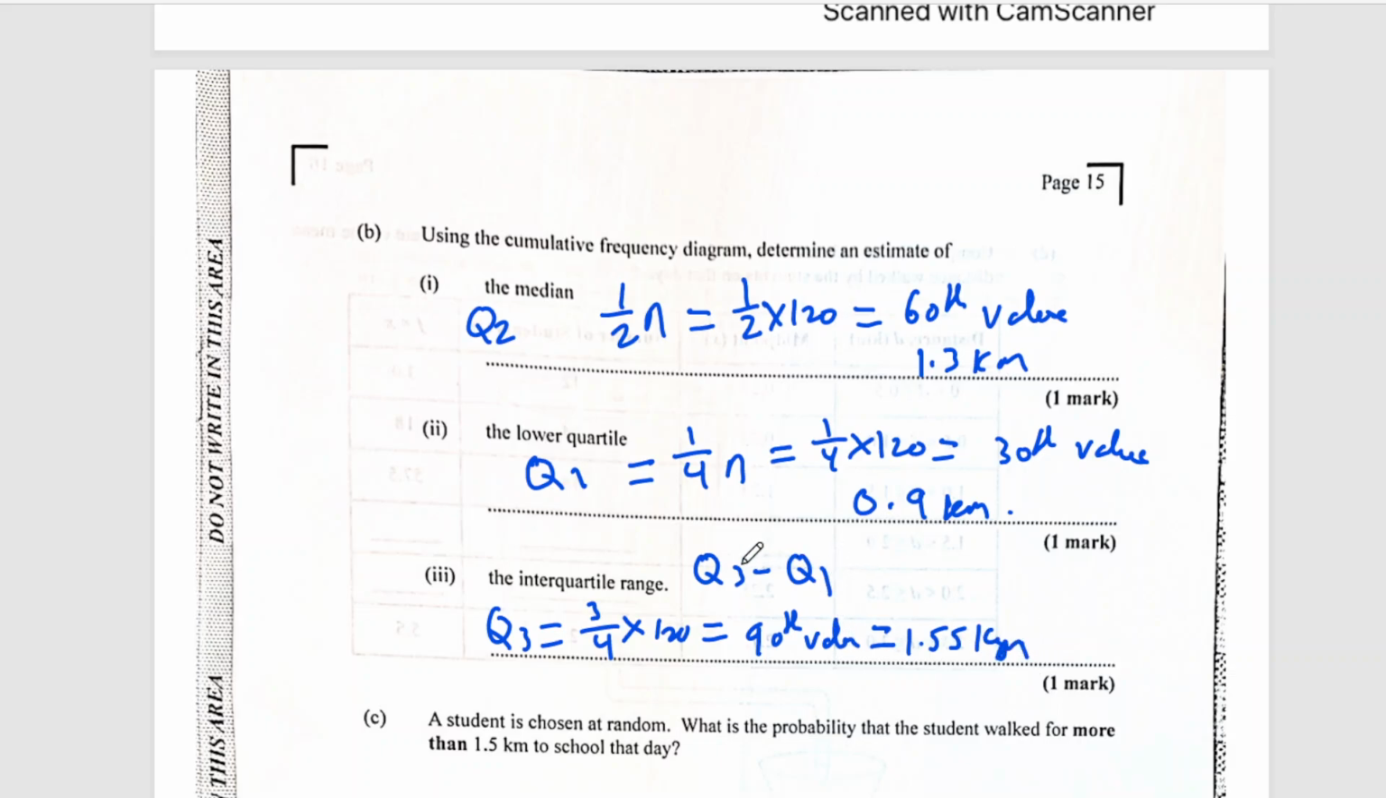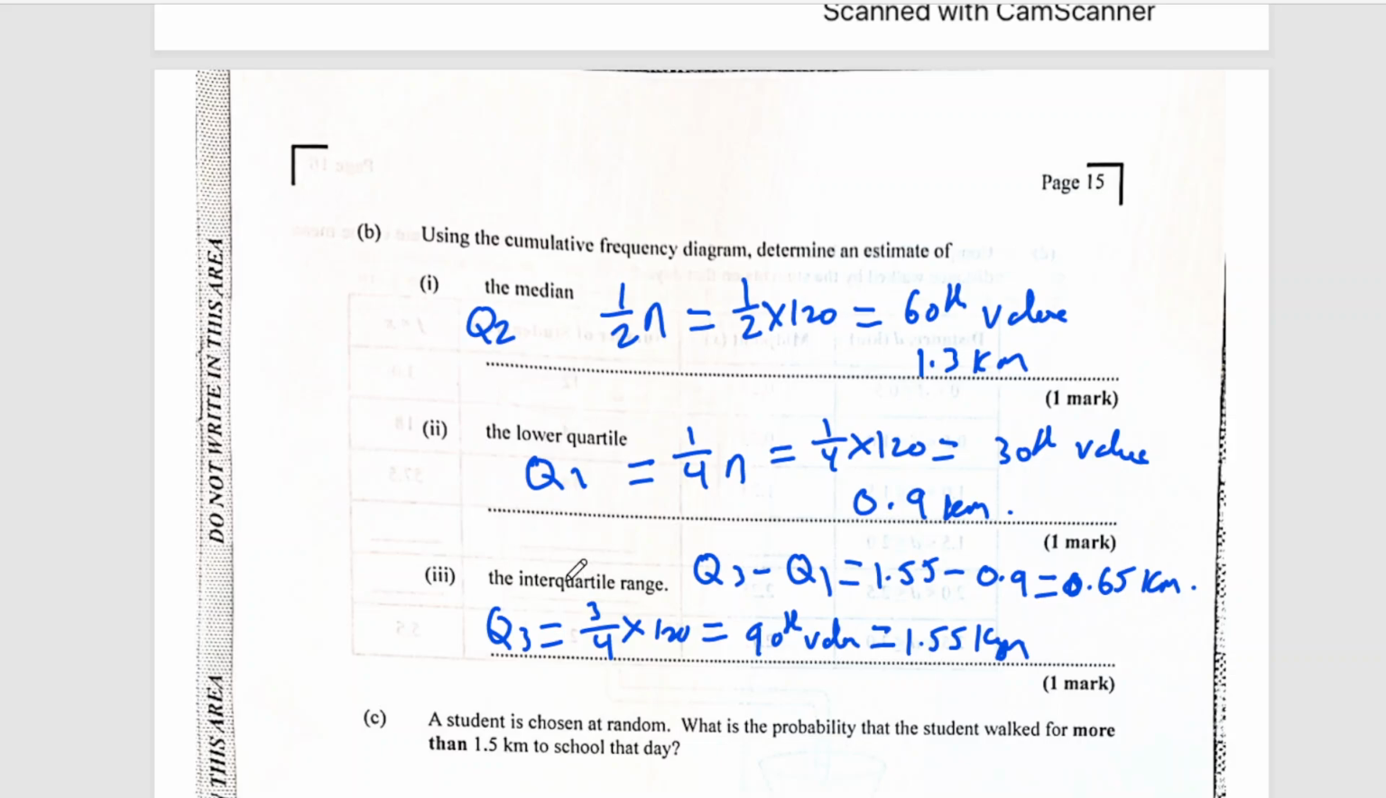And the interquartile range is what they're asking for. It's Q3, 1.55, subtract our Q1, which is 0.9, and that will be 0.65 kilometers. Right, so the interquartile range is 0.65 kilometers.